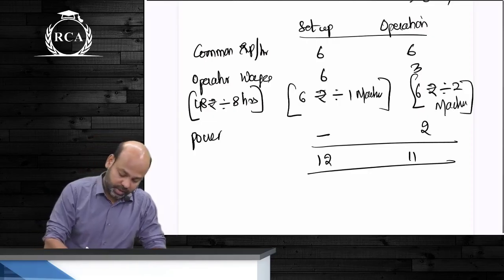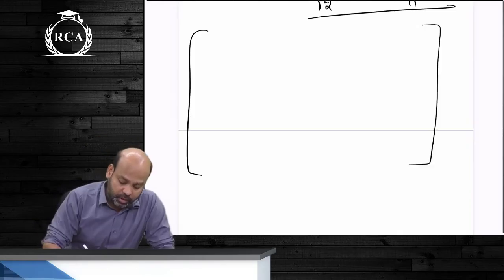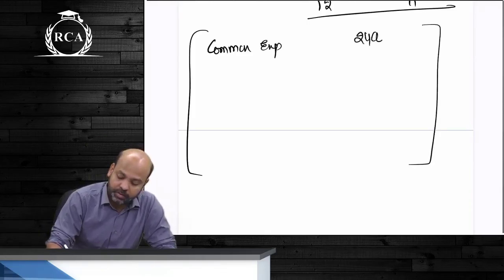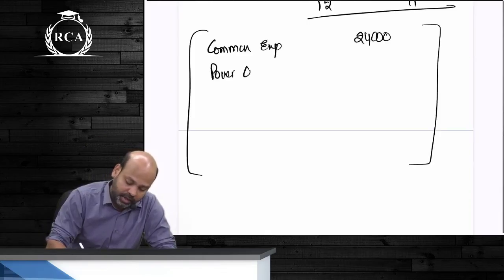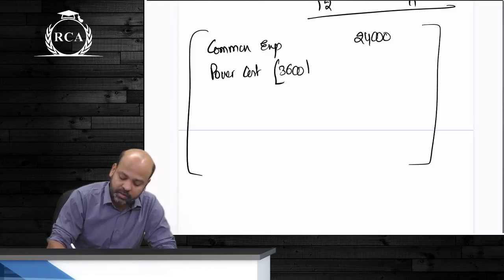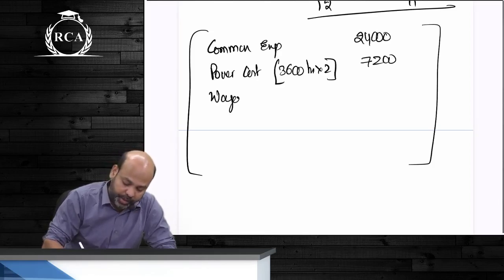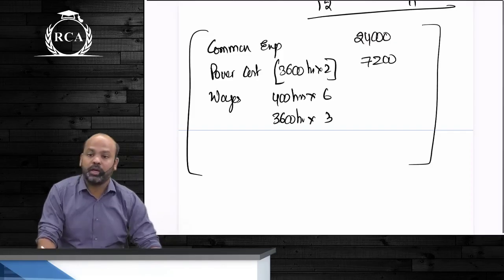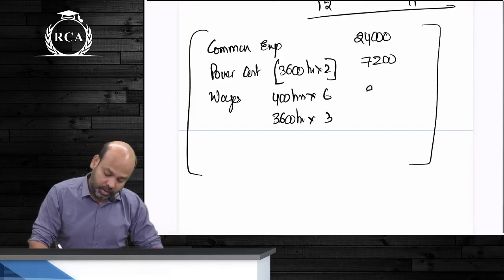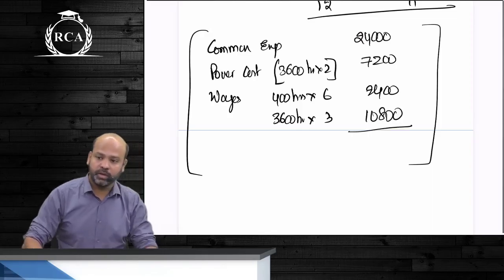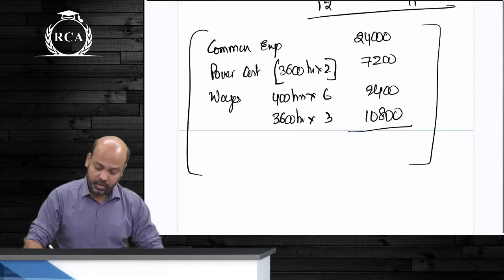Now guys, just for our understanding, our total common expenses कितने थे? 24,000 rupees. Power cost total बेटा पूरे साल का 3,600 hours into 2 rupees. Wages beta of the operator 400 hours I will multiply by 6 rupees. 3,600 hours I'll multiply by 3 rupees. हाँ या ना guys? This will be 2,400. This will be 10,800. All total beta, sum total of all of this 13,000. अरे गधे ऊपर का भी मिला.